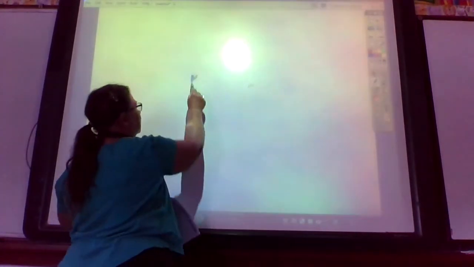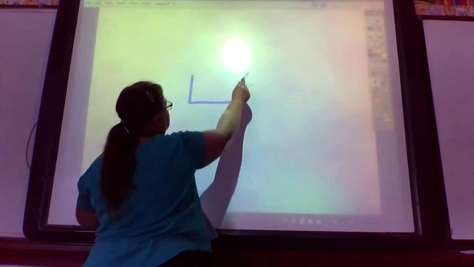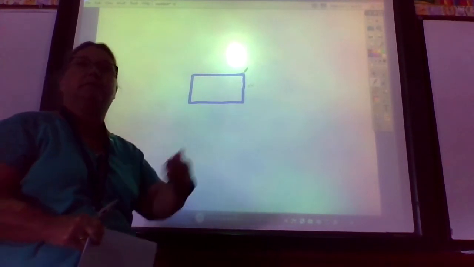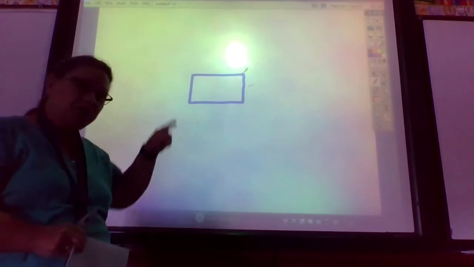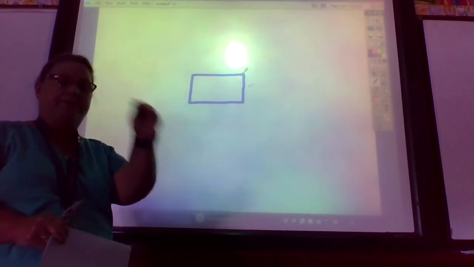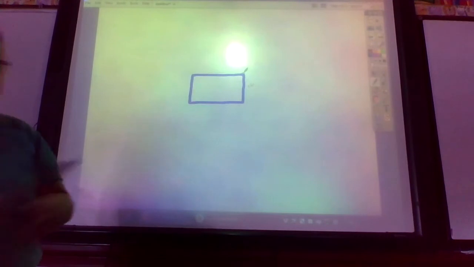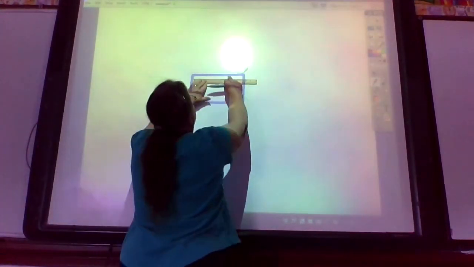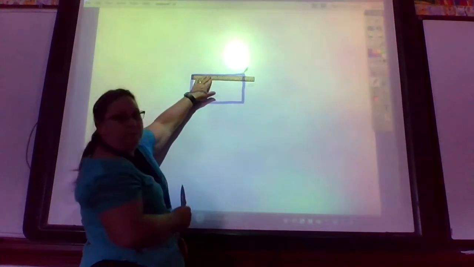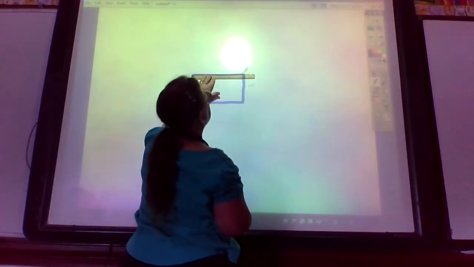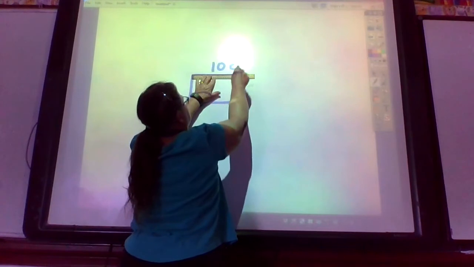So let's say that this rectangle is my yard. And I want to put a fence around it. But I need to know how much fence to buy. So I need to measure all four sides and add them together to see how much fence I need to buy. So what I would do is measure each side, starting with the end point on the end of my ruler. You can see that I've got my end point at the end of the ruler. And the first one is 10 centimeters.